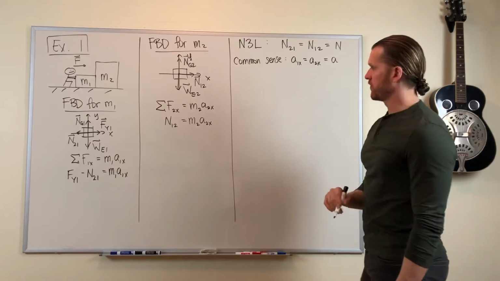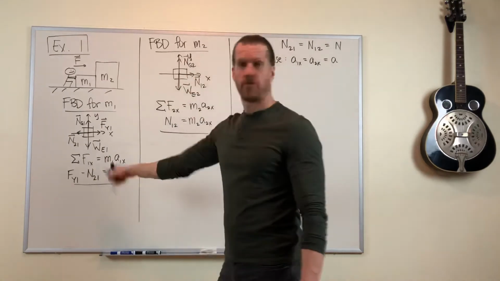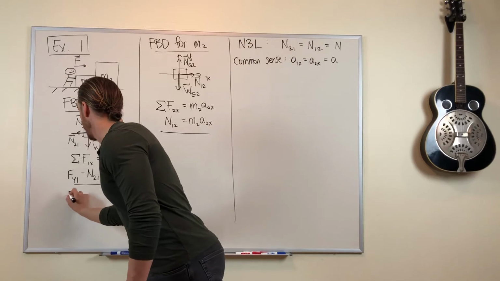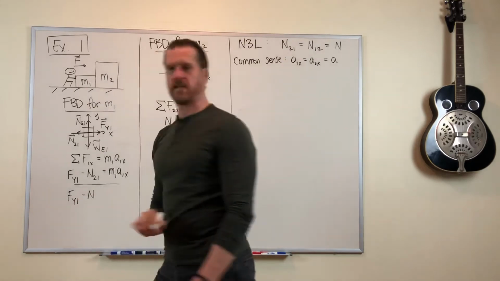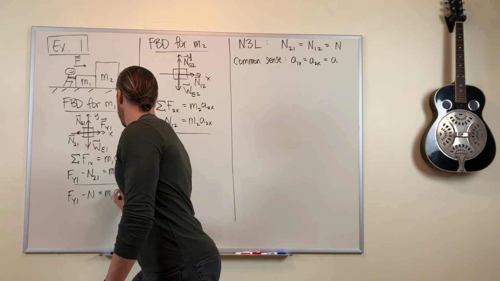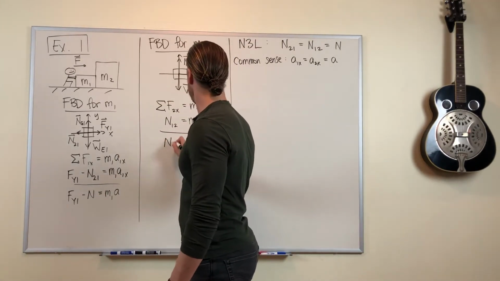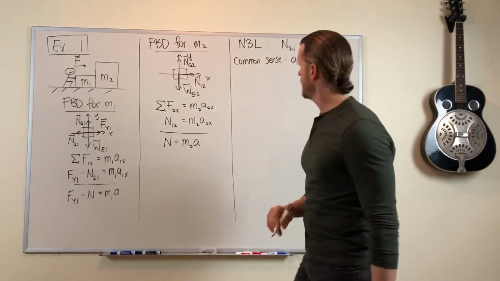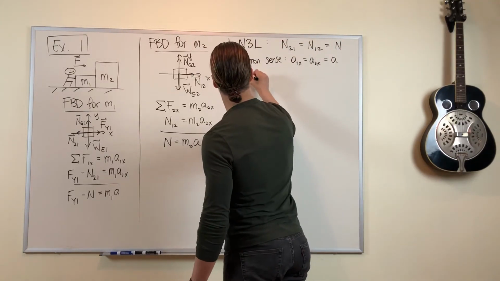So with these substitutions, let's rewrite our two earlier equations. So we can rewrite this one as that pushing force from U minus N, the normal force between those two objects, equals m1 a. And this one can be rewritten as N equals m2 a. So now we have a little system of equations.